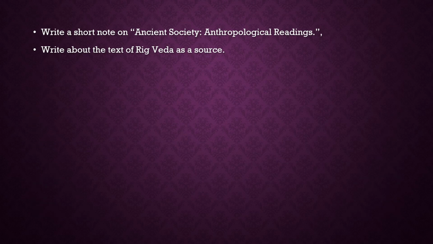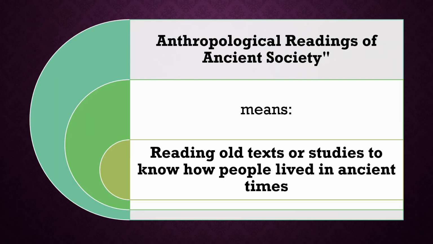Questions which are important. One, write a short note on ancient society, anthropological readings, and write about the text of Rig Veda as a source. First, let us know what anthropological readings of ancient society means. It means reading old texts or studies to know how people lived in ancient times.